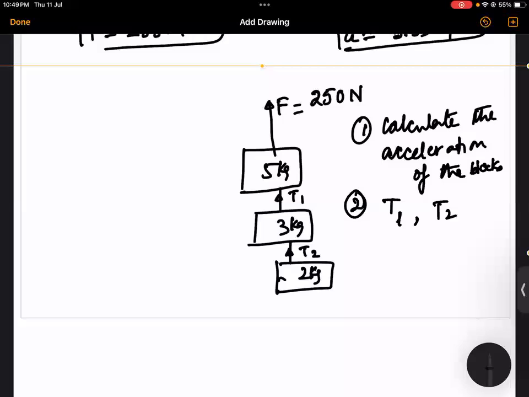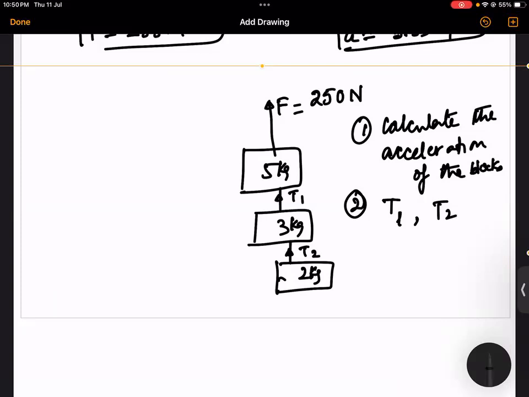So how to do this sum? You have to understand one thing while doing this particular type of sum, that what are the forces acting on this total system. So what is the total force that is acting in the downward direction? First of all, you have to understand what are the forces acting in the downward direction, right?